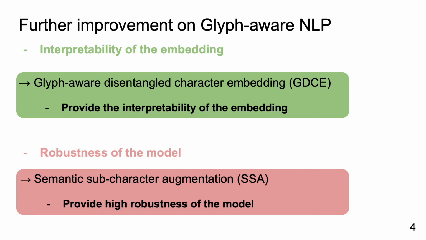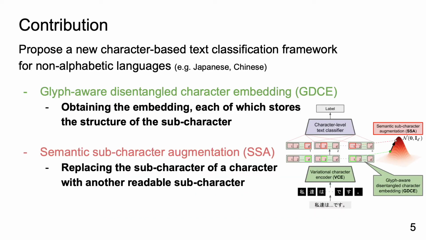However, there is room for improvement in the interpretability of the embedding and the robustness of the model. So, we propose Glyph-aware Disentangled character embedding, GDC, and semantic subcharacter augmentation, SSA. The proposed GDC provides a disentangled character embedding in which each of the dimensions corresponds to the structure of the subcharacter. The SSA replaces the subcharacter of a character with another readable subcharacter. Next, I introduce the details of our framework.